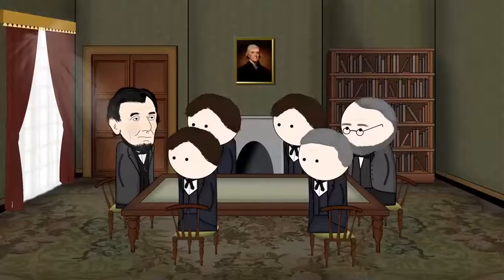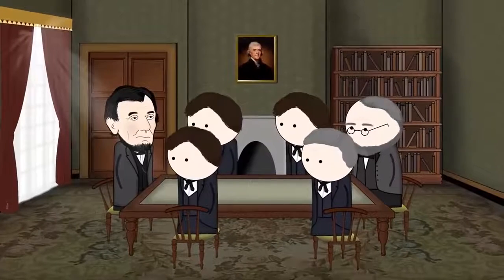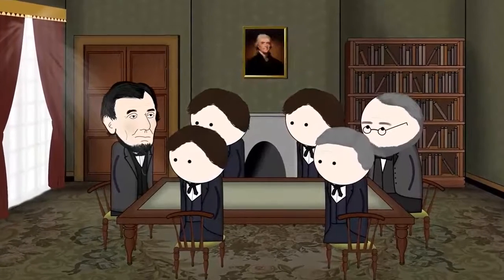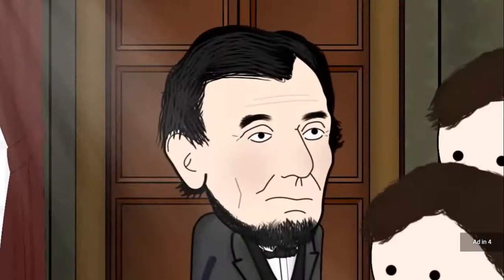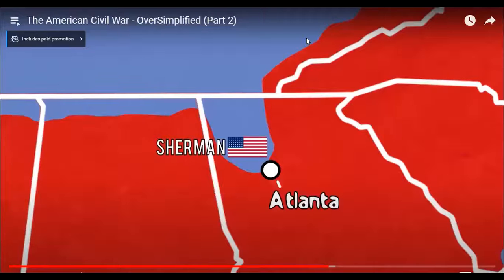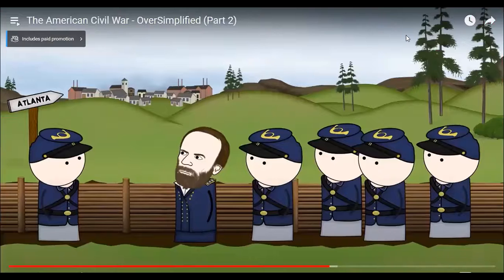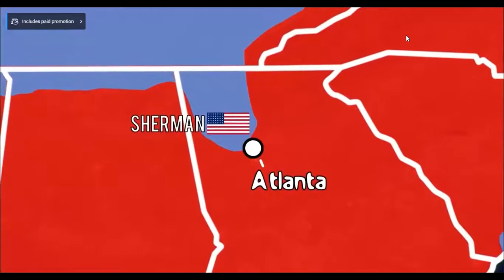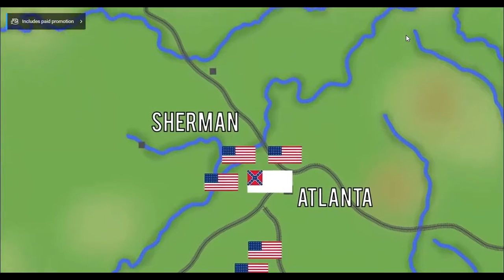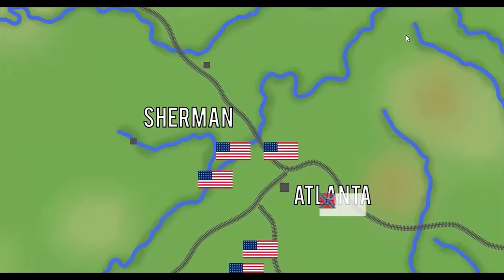Lincoln himself said that without some kind of major victory, it seemed exceedingly probable that this administration will not be re-elected. Well, fret not, Abe, because if it's a major victory you want, it's a major victory you'll get. Atlanta had been under siege by General Sherman for just over a month. After a number of battles around the city, Sherman sent a force south to sever the city's supply line, and Confederate General Hood was forced to abandon it.